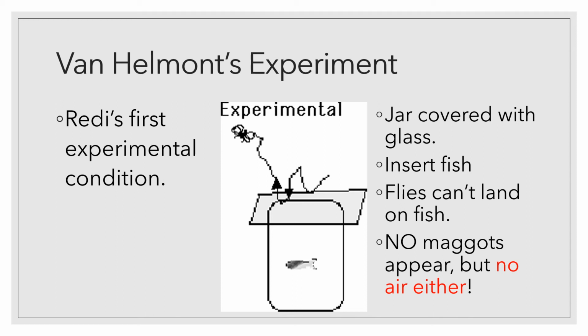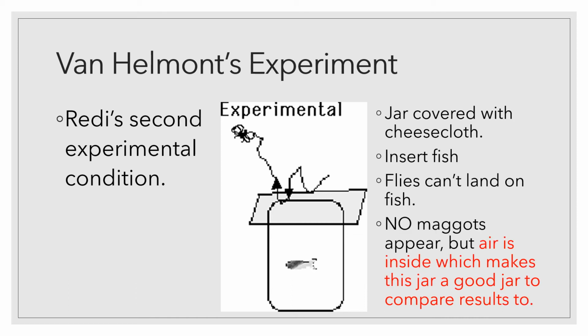So he had to design another condition. Redi's second experimental condition was that he covered the jar with a cheesecloth after inserting the fish in. Flies couldn't land on the fish, and the result was that there were no maggots, and also the air was allowed inside the jar because the cheesecloth was porous enough to allow air to go in, but big enough to prevent flies from landing on the fish inside. This condition was a good condition to compare the control group.